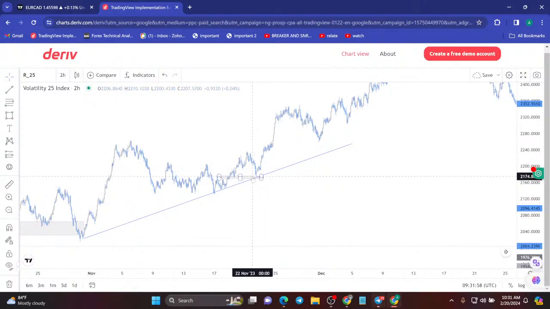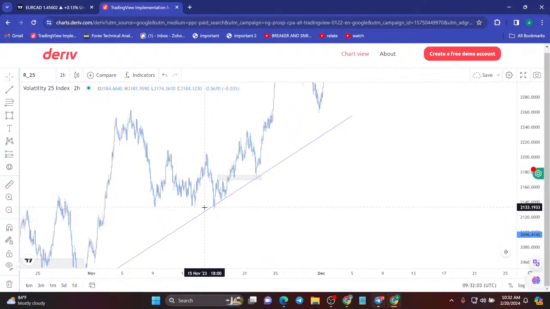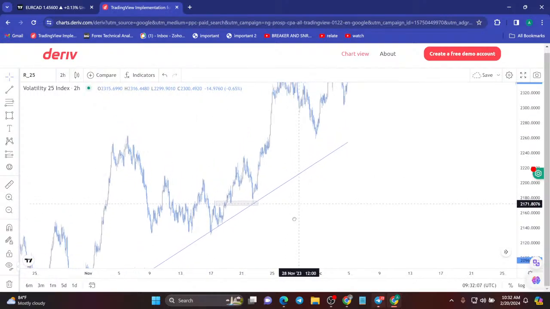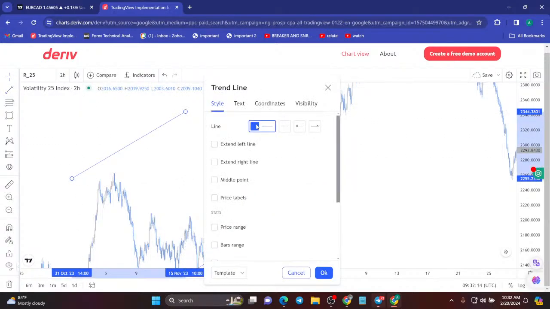Now this is trade number 1. Trade number 2 again, as if this was not enough. Let's start drawing for me again. This is trade number 1. Let's start drawing trade number 2. Let's use another color, probably red.